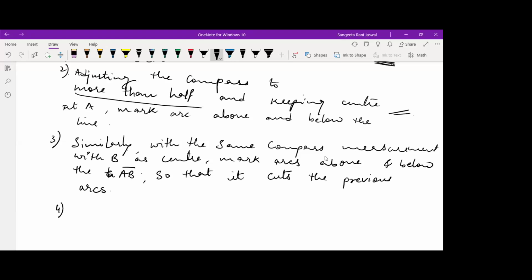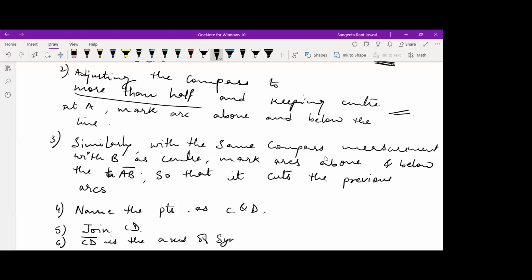Okay. Now, then what did we do? Name the new points as C and D. Then your next step was join CD. And then the next step, check whether it is 90 degrees. Very good. Hence, CD is the axis of symmetry. Okay. Checking is your observation.